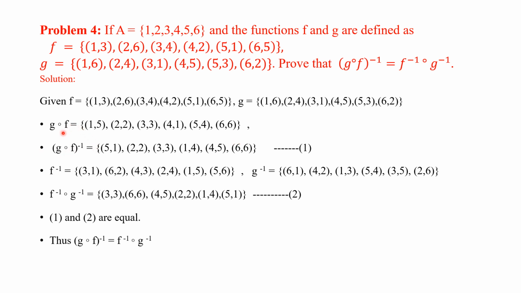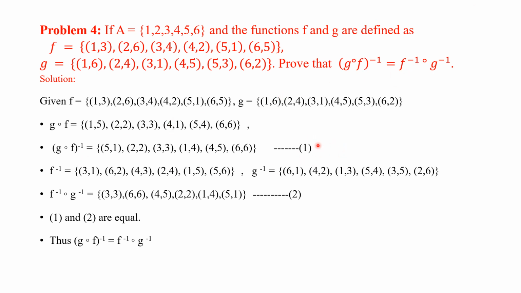So therefore, G composition f the whole inverse. This is G composition f. What is G composition f inverse? The elements, just reversing it. So (1, 5) can be written as (5, 1). (2, 2), (3, 3). (4, 1) is written as (1, 4). (5, 4) is written as (4, 5), (6, 6). Right? This is your left hand side. Let's name it as equation number 1.